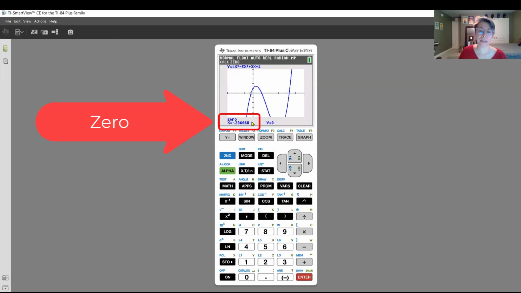And then it's estimated a 0. So we would write down a 0 of negative 0.24, because it said to round to 2 decimal places. So negative 0.24 comma 0. So this is one of our solutions. Notice we have 2 more solutions, so we're going to do the same thing.